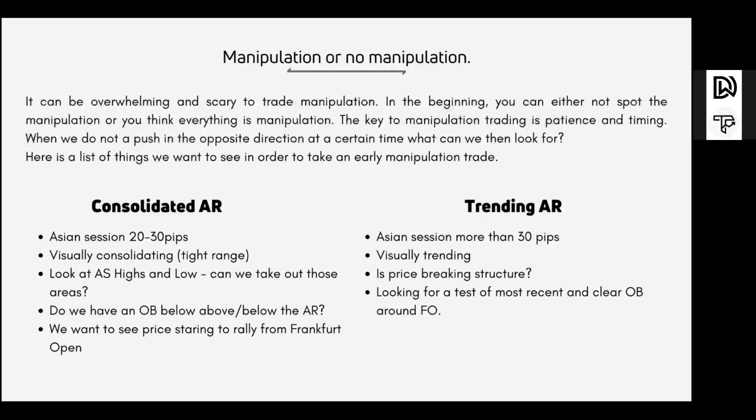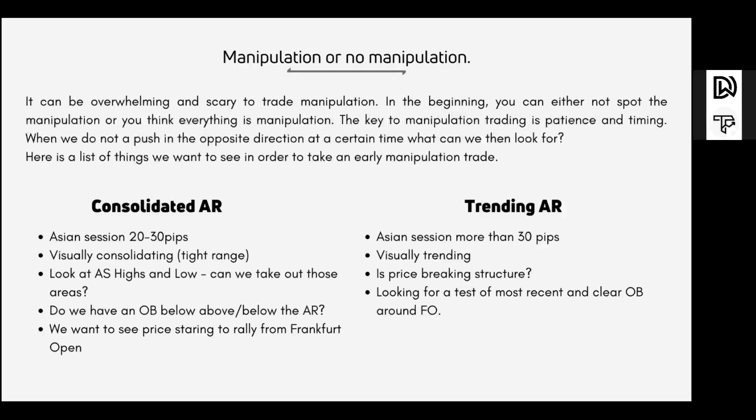Now, let's say we have the Asian session and it's trending. So we have a trending Asian range. In this case, the Asian session will be more than 30 pips. And it's obvious it's visually trending. We can see it's visually trending. It's not making just equal highs and equal lows all along. It's visually trending. And is price breaking structure? Meaning, is price breaking highs and lows within that range of the Asian session?